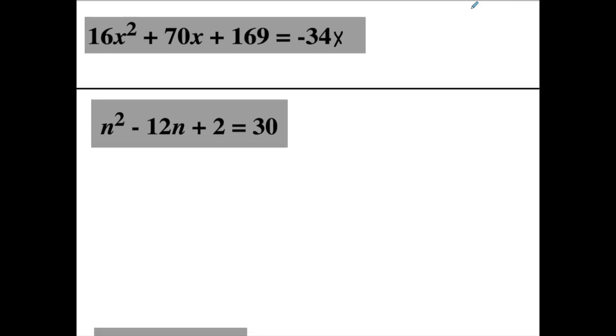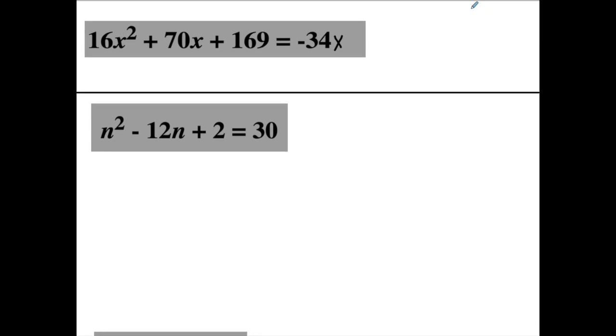Alright, so let's take a look. So I've got n squared minus 12n plus 2 is 30. So this is a situation where you do need to use factoring, and that is because of the existence of the b value here. We don't have any way to work with this when we have square roots, and we're still probably not going to end up getting to that till next year. It's all right. So I need to use factoring.